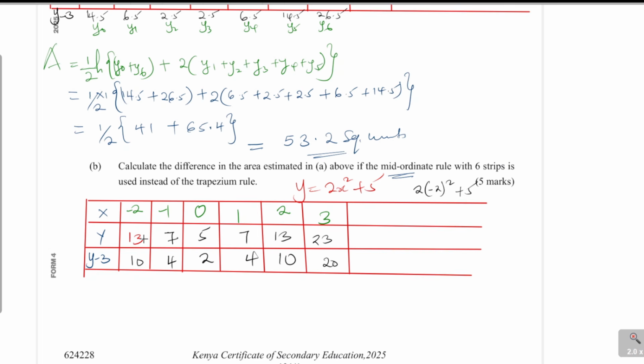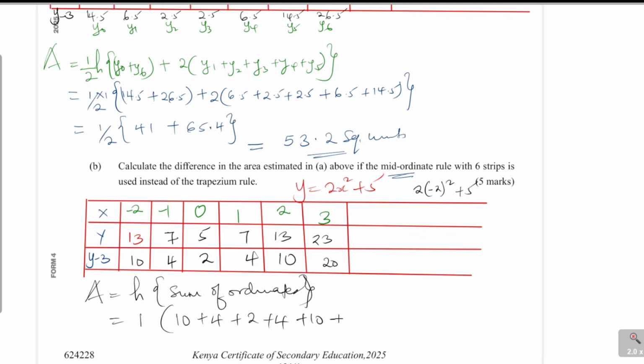Now once you fill that table, the mid-ordinate rule states that the area is given by height multiplied by the sum of the ordinates. So the height is 1. You can see the intervals, negative 2 to negative 1, negative 1 to 0, the height is 1. Then the sum of the ordinates, you have 10 plus 4 plus 2 plus 4 plus 10 plus 20. So this one gives 50 square units.